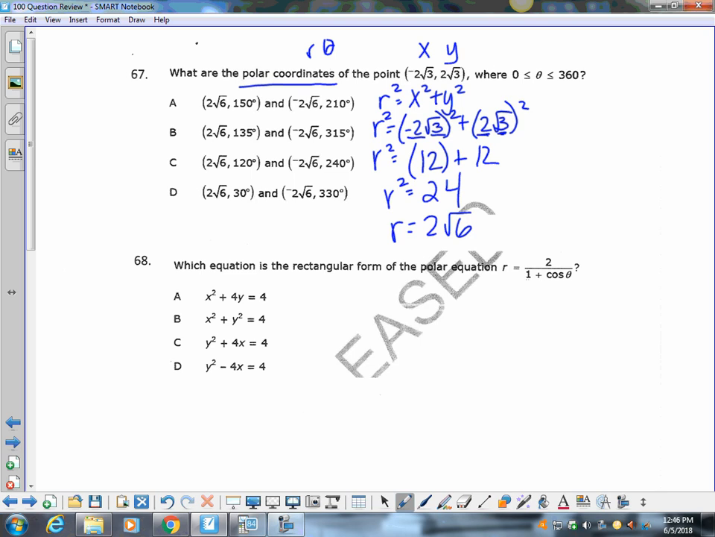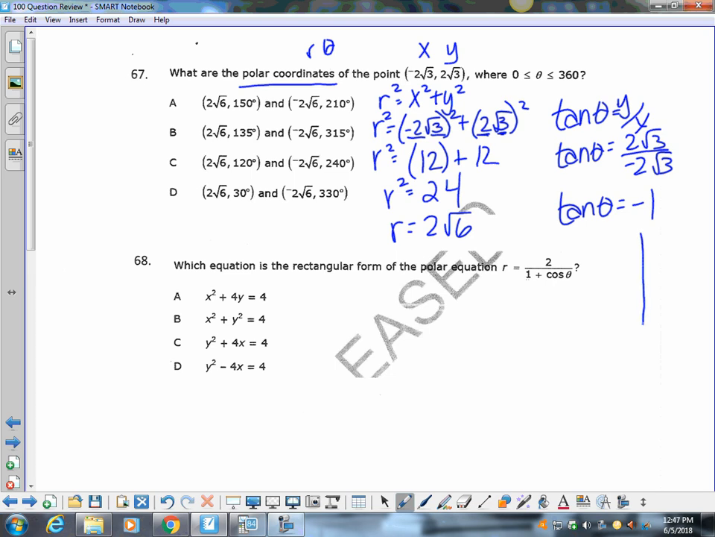Okay. Now I need to do the tangent, y over x. So tangent of theta equals 2 root 3 over negative 2 root 3. So that's tangent of theta equals negative 1. Okay, and again, if you don't want to think unit circle, that's fine. But I know my tangents are 1s and negative 1s at my 45. So I know it's going to be here and here because it's got to be negative.